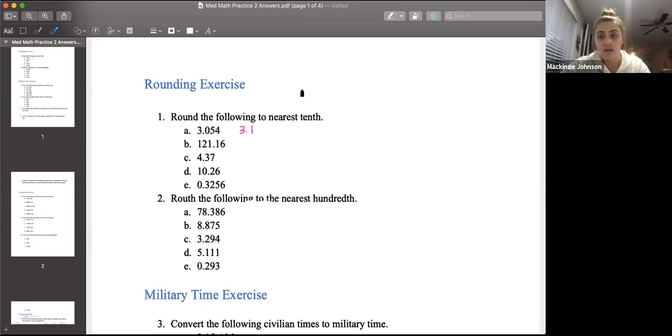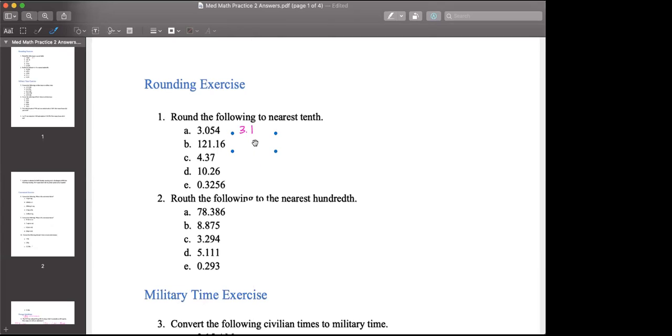Most of the questions on the exam are going to say round to the nearest tenth. Sometimes they'll say hundredth, but it's usually going to go to the tenth. This is good practice to make sure you're rounding correctly, because a lot of people miss the rounding questions. If you round incorrectly or don't go to the proper place, you're going to get it wrong. The rounding rules are if the number following it is 5 or above, you round up, and if not, you leave it as is. So 121.16 is going to turn into 121.2.